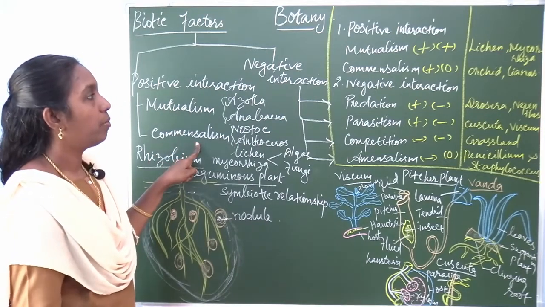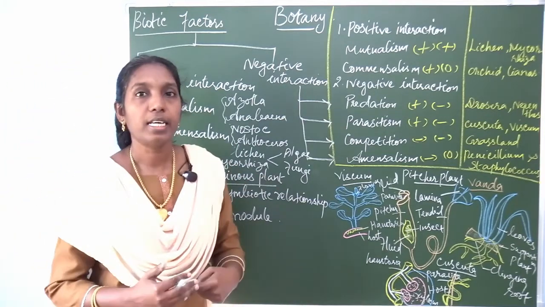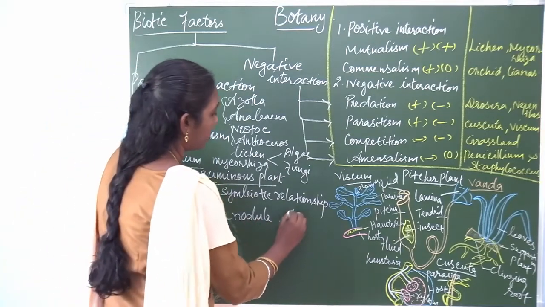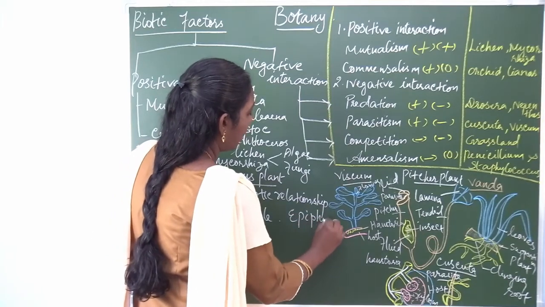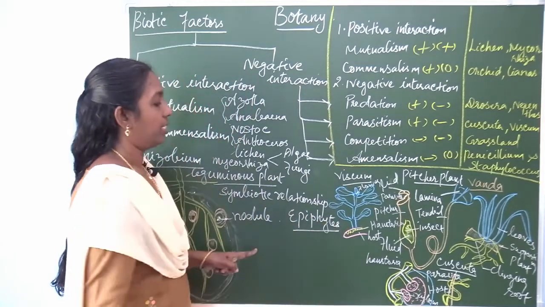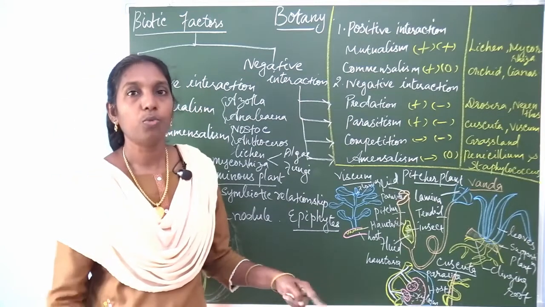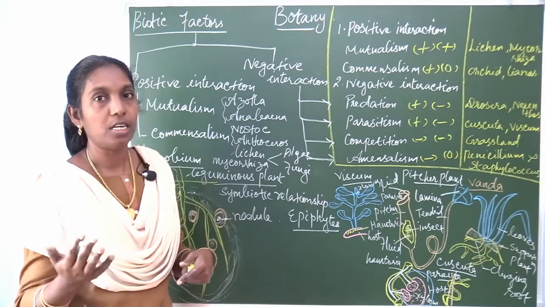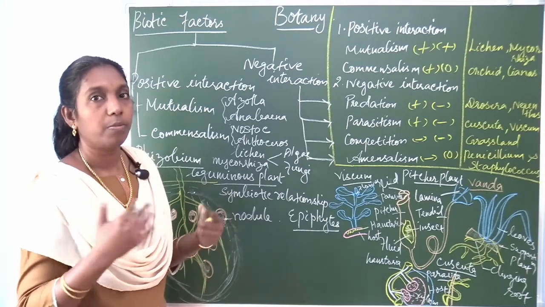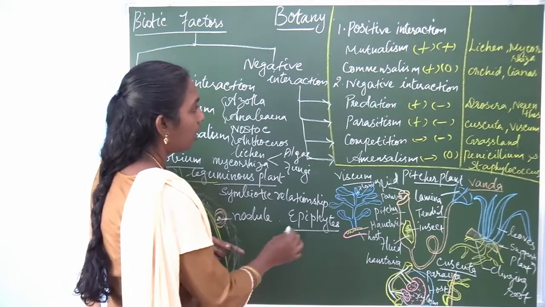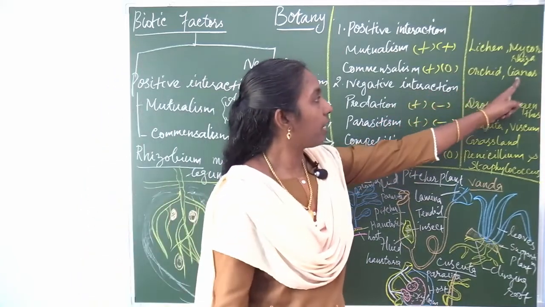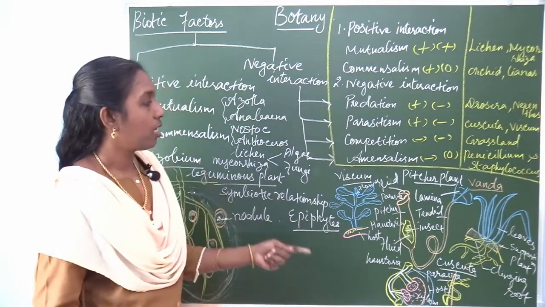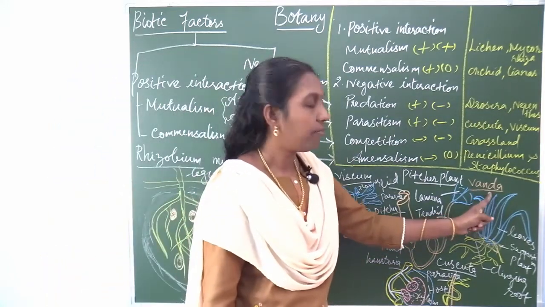What are the examples of commensalism? It is found in epiphytic plants, epiphytes. You know what epiphytes are? Epiphytes are plants which live and get shelter on other plants, either a tree or shrub. Most orchids and lianas get shelter this way. One example of an epiphyte is Vanda.